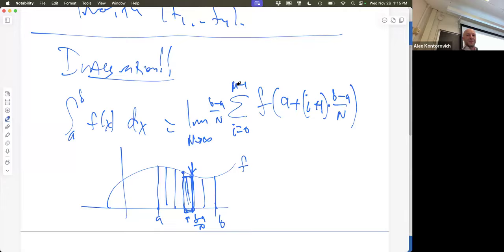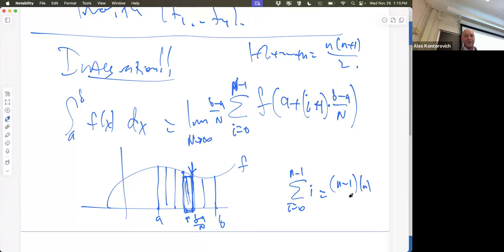You're already starting at 0. Where is the indexing issue showing? The indexing issue shows up in formulas like this. A sum as I goes from 0 to n minus 1 of I. Anybody know what this is? The sum of the first... Yes. The one that you're familiar with: 1 plus 2 plus up to n is what? n times n plus 1 over 2. Everybody knows this formula. So this is going to come out to n minus 1 times n over 2.